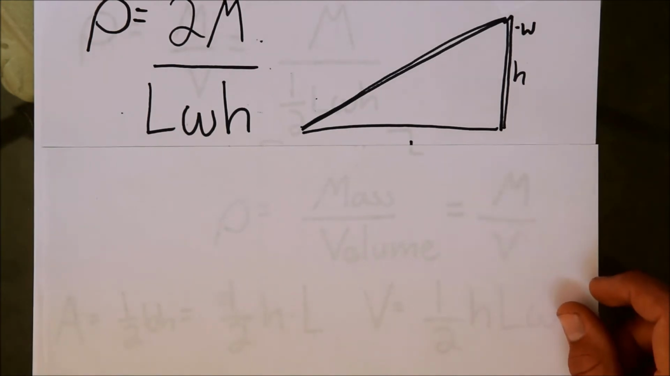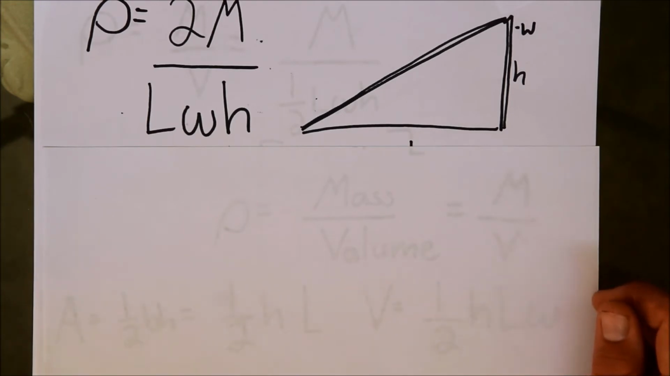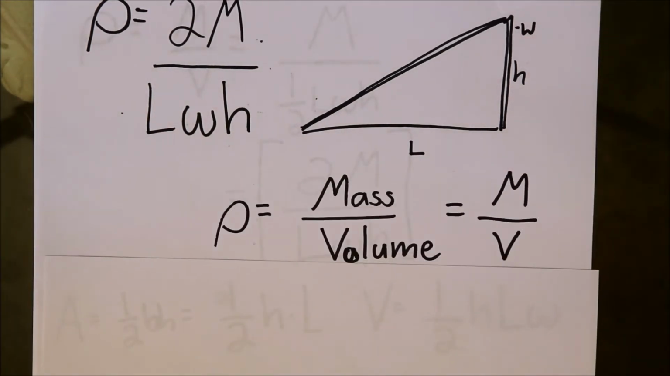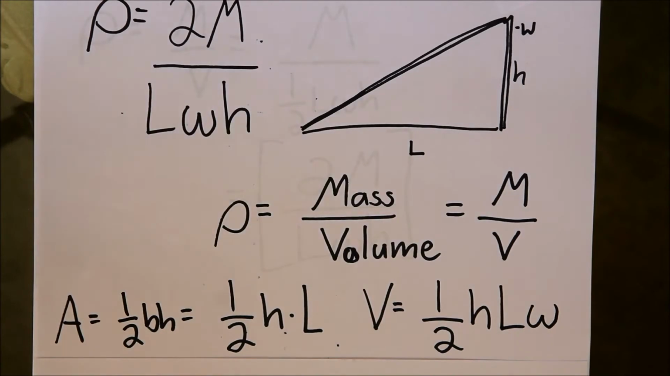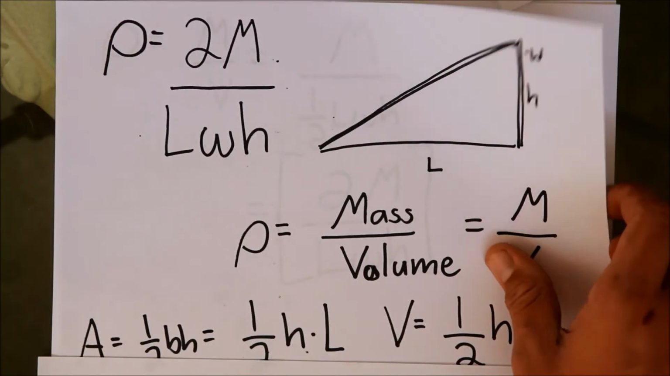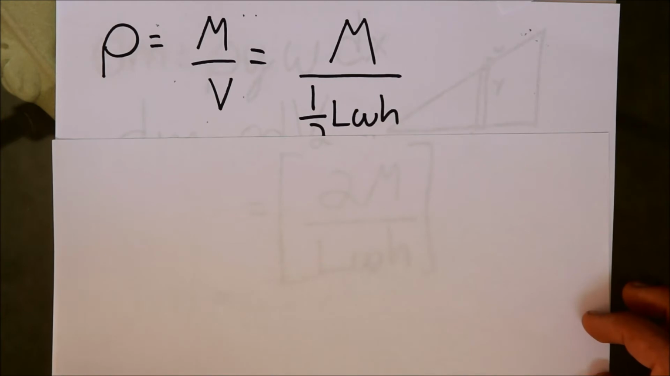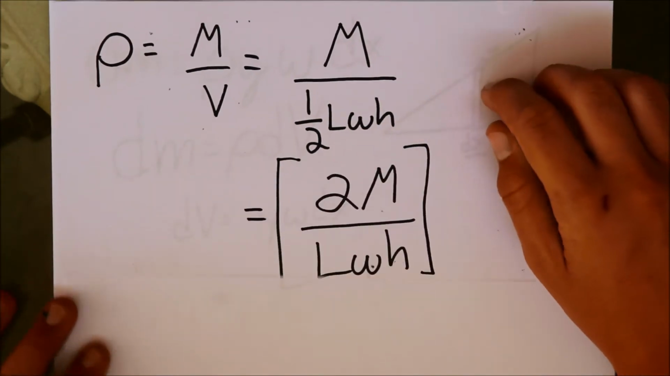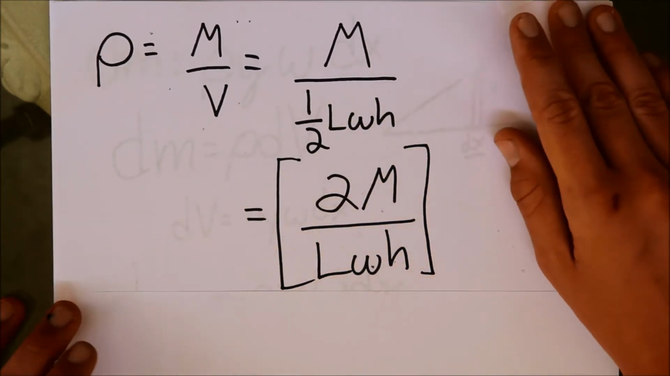Now, the next thing we need to show is that ρ is equal to 2m over LWH. So if we look at our triangle, and this time we include the width because it is a thin plate, we recognize that ρ, density, is equal to mass per unit volume, or mass divided by volume. Since this is a prism, the volume of this thin plate is going to be the area of the triangle times its width. Now the area of the triangle is obviously 1/2 base times height, which is 1/2 h times L. Multiplied by width, we get a volume of 1/2 HLW. So, since ρ is mass divided by volume, it's going to be equal to mass divided by 1/2 LWH. Simplifying, that goes to ρ is equal to 2m over LWH.